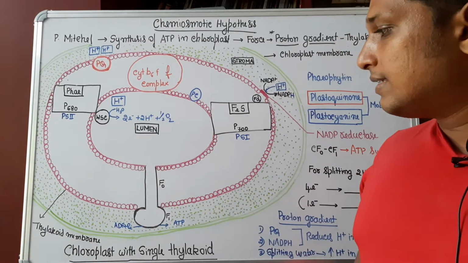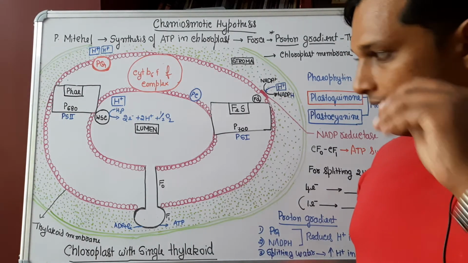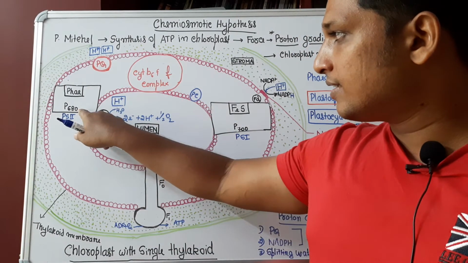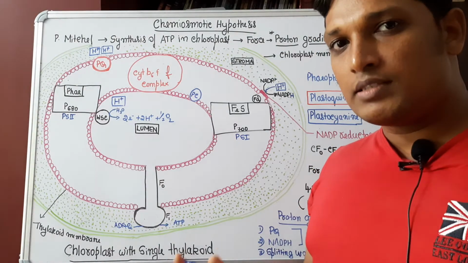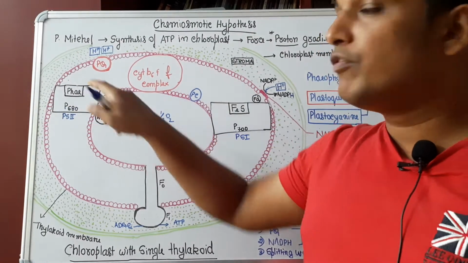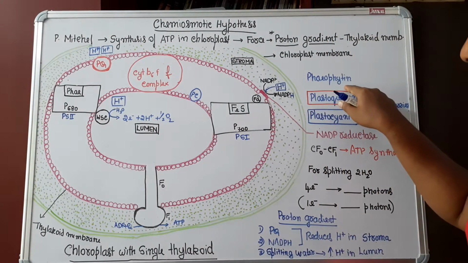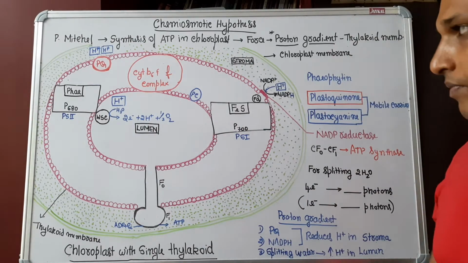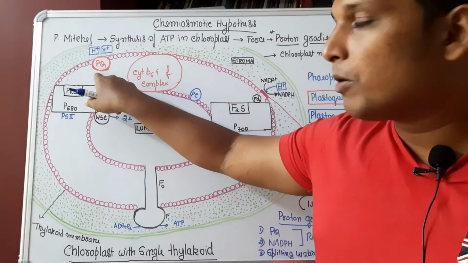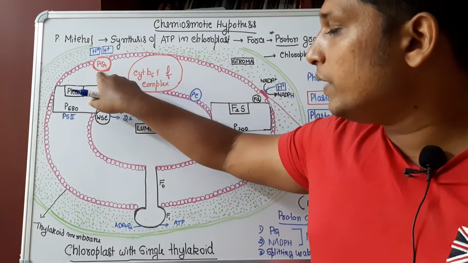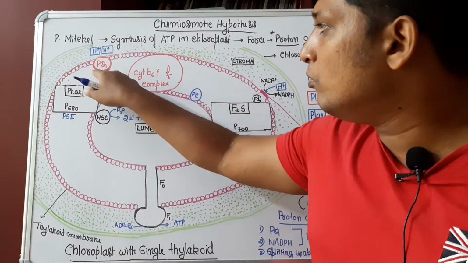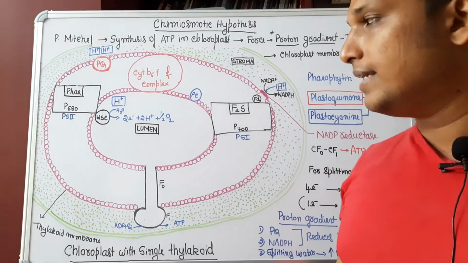What are the things associated with the thylakoid membrane? Thylakoid membrane has got photosystem 2, whose reaction center is P680. It is nothing but a specialized chlorophyll A molecule, and an electron acceptor known as pheophytin. Pheophytin, here I have written, is a colorless pigment. It is an electron acceptor. Then there is plastoquinone, PQ I have written. Plastoquinone is a mobile electron carrier. What is a mobile electron carrier? It can move freely in the membrane. It is not fixed at one place.